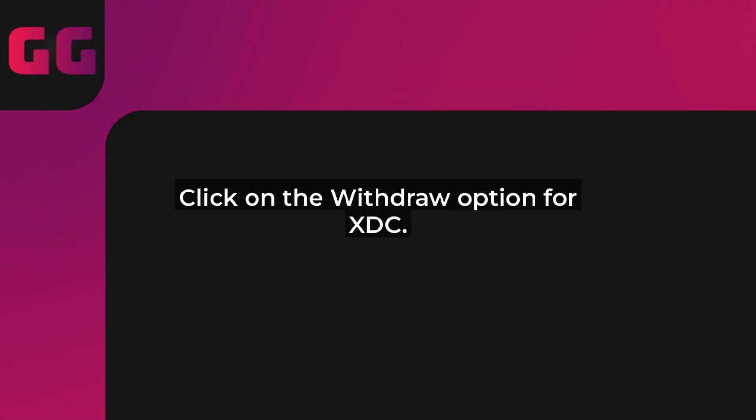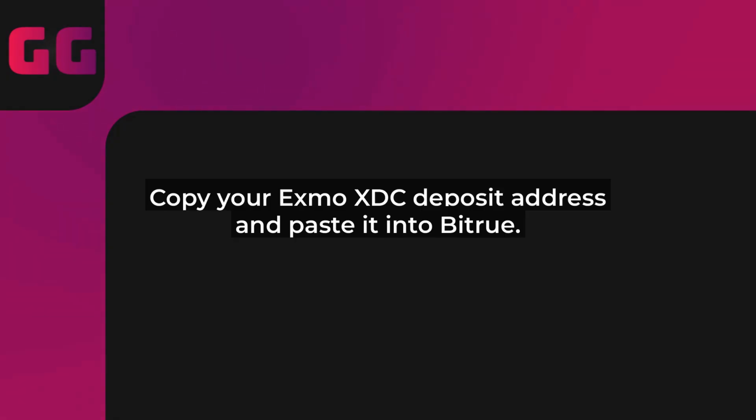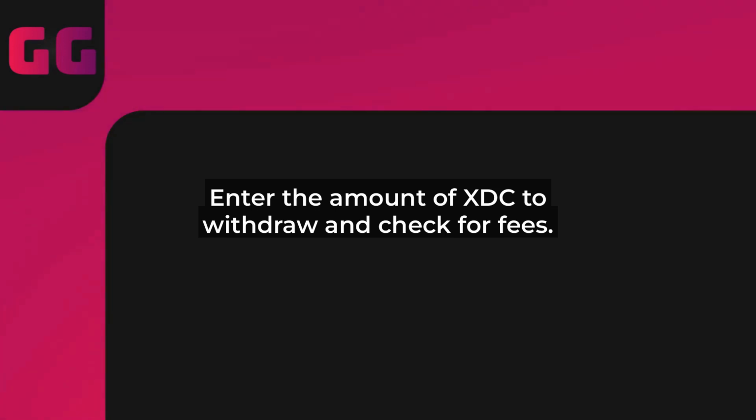Next, look for the Withdraw option next to XDC. This might be a button or a tab. Click on it to open the withdrawal form. Now, you'll need the XMO wallet address for XDC. Head over to your XMO account, go to your wallet, and copy the XDC deposit address. Be extra careful here. Paste this address accurately into the Bitrue withdrawal form to avoid any mishaps.